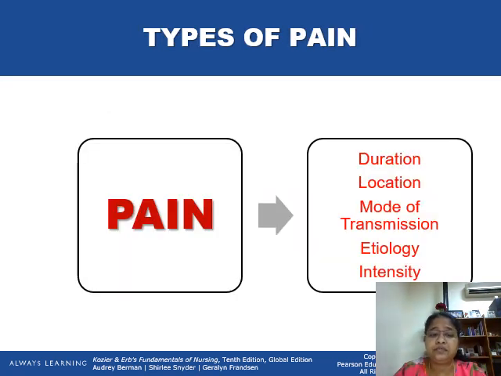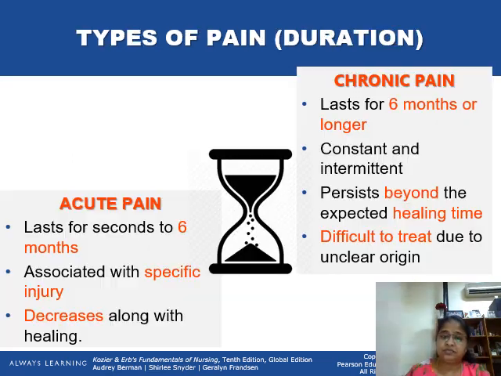What are the different types of pain? We can divide pain based on duration, location, mode of transmission, etiology, the cause, and the intensity. If we see based on the duration, you can call it acute pain or chronic pain.